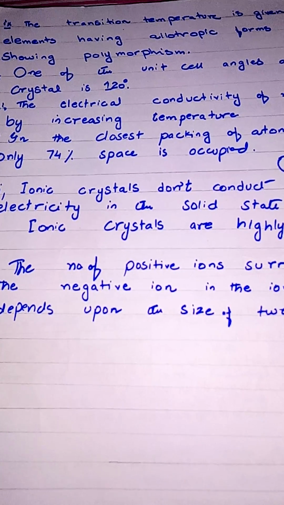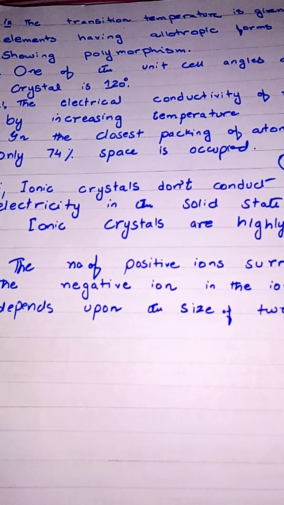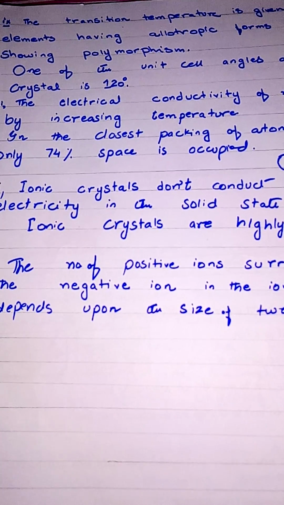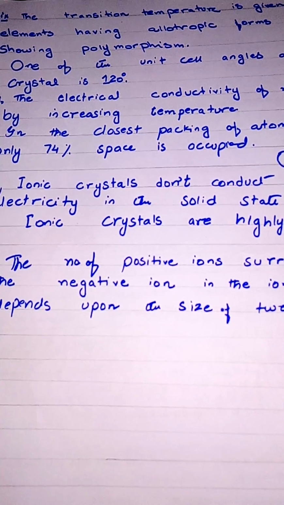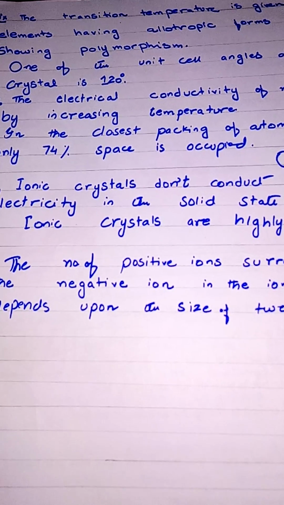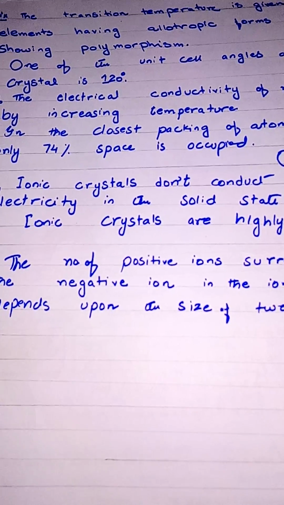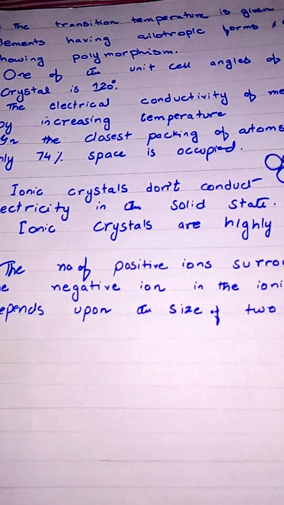NaCl has a small sodium ion and a smaller radius ratio than cesium chloride, that is 0.53, therefore its coordination number is 6. Cesium chloride has a larger cesium ion and a large radius ratio, therefore its coordination number is 8.